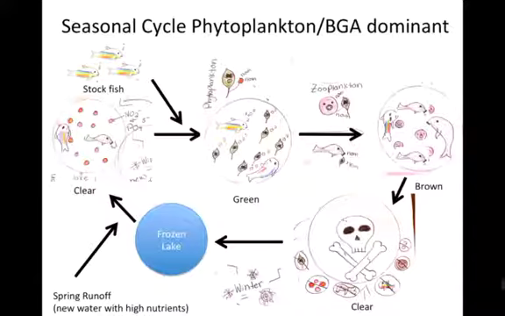Another way that the lake ecology can go off the rails is something I call phytoplankton and blue-green algae dominant. This again begins with spring runoff and high nutrients in the water. Again, you have fish existing. This time we also drew in a sucker. We stock the fish, and this high nutrient content causes a large bloom of phytoplankton and blue-green algae.